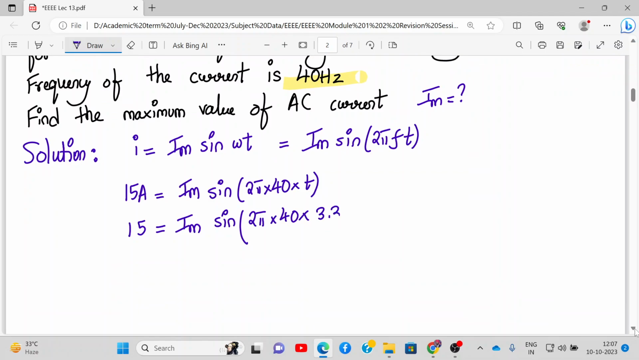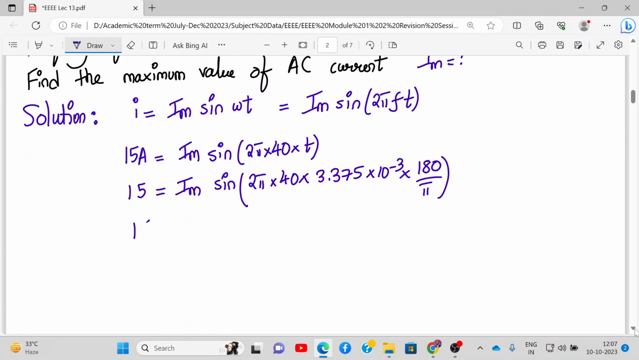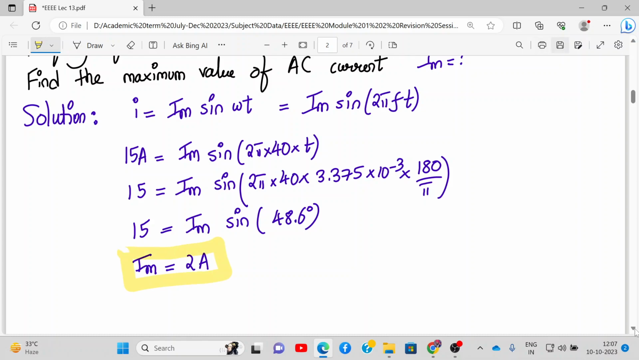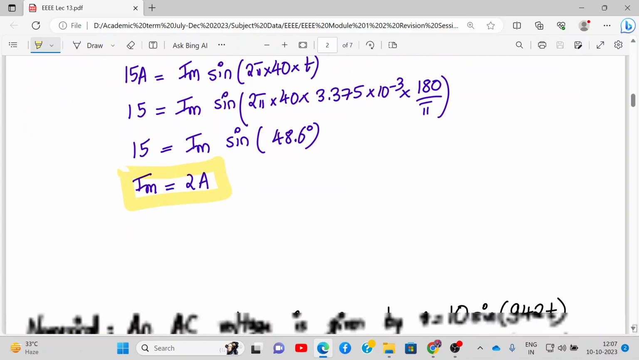So it will be 3.375 into 10 raised to minus 3. And we need to convert it into degrees, right? So it will be 180 by pi. Radians to degrees conversion. So if we calculate this on the right hand side, it will be sine of 48.6 degrees. All right. So if we calculate Im from here, Im will be 2 amperes. So that's the maximum value of AC current which we have.